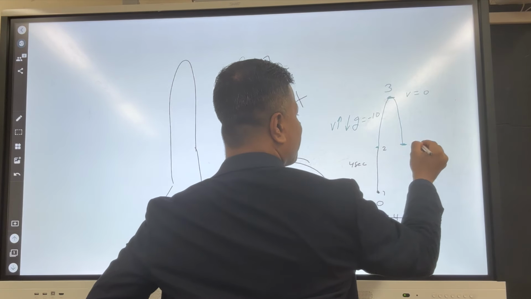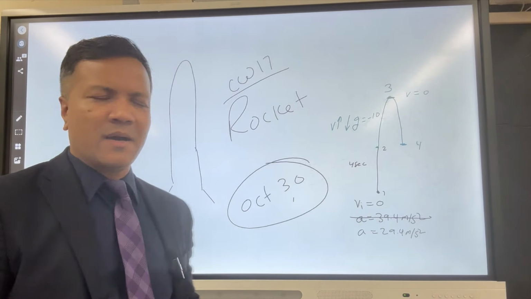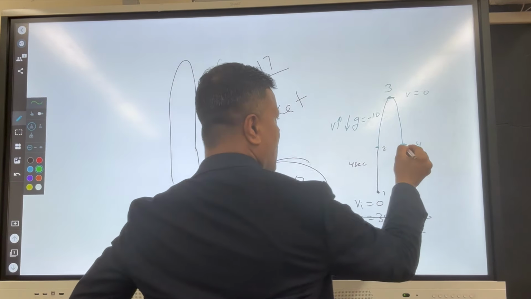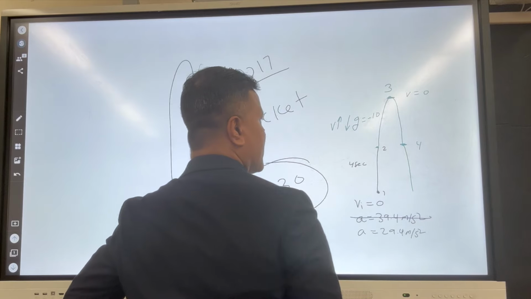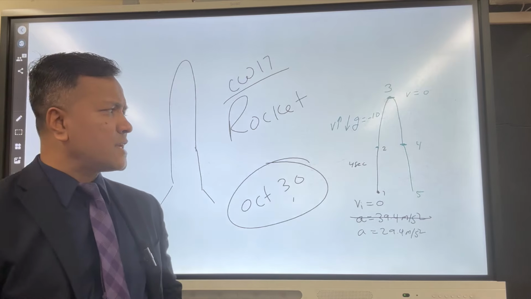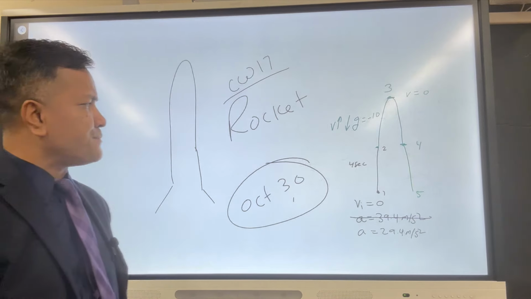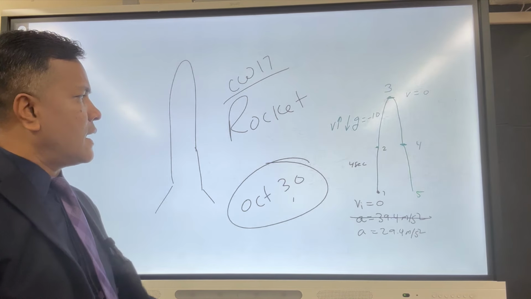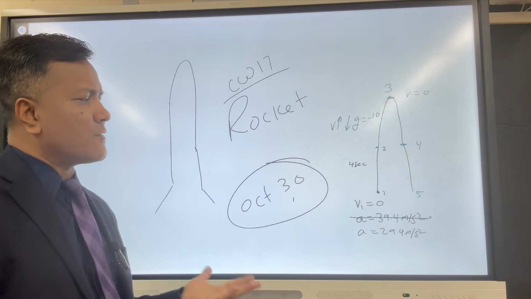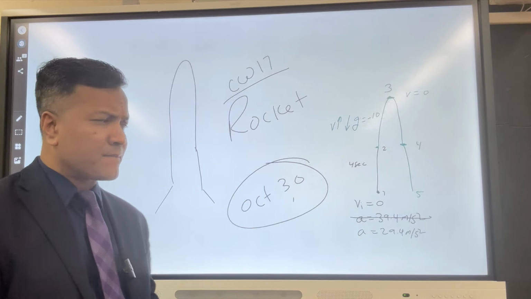From 2 to 4 is a parabola, right? 1 to 2 is not part of the parabola. So please make sure that you notice that and you acknowledge that on your diagram. And 4 to 5, okay. Understand that it doesn't take 4 seconds from 4 to 5, because 1 to 2, you have acceleration 29.4, and 4 to 5, you have acceleration due to gravity negative 10. Two different things.